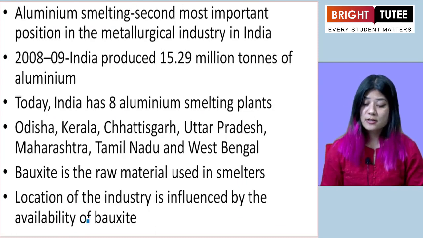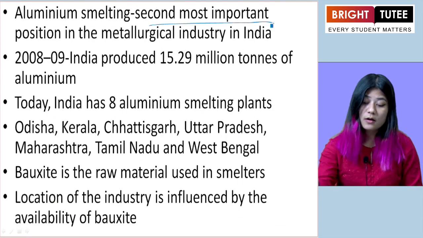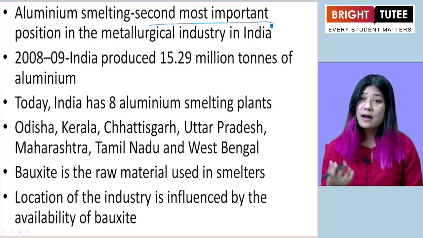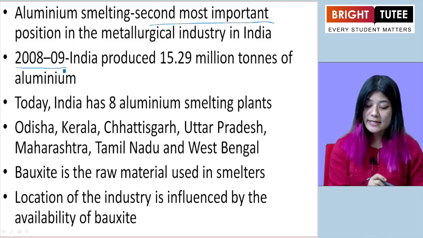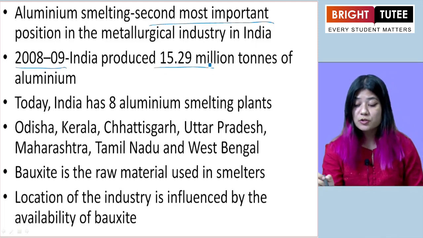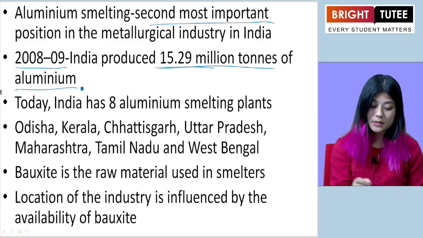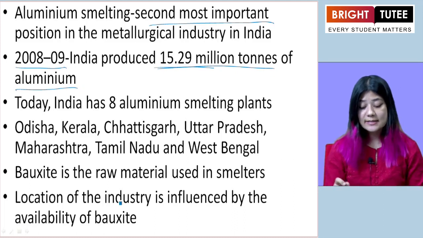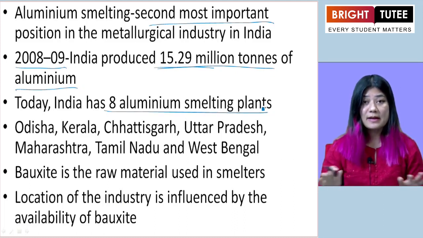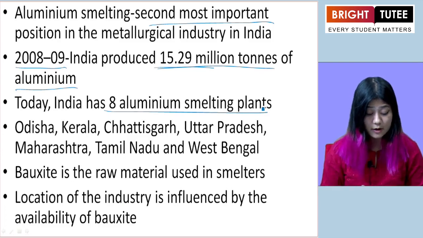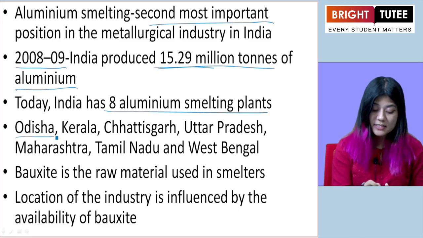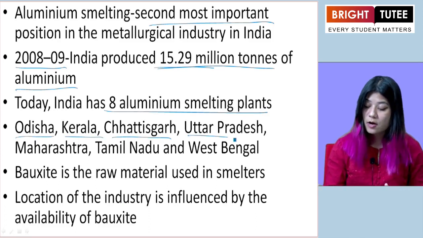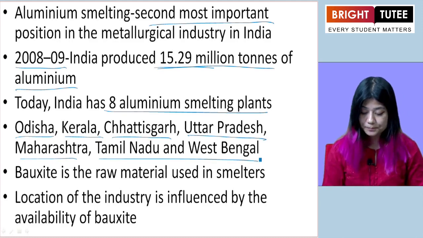Aluminium smelting industry is the second most important industry in our country. In 2008-2009, India produced 15.29 million tons of aluminium. Today, India has 8 aluminium smelting plants across its country, and they are found in the states of Orissa, Kerala, Chhattisgarh, Uttar Pradesh, Maharashtra, Tamil Nadu and West Bengal.